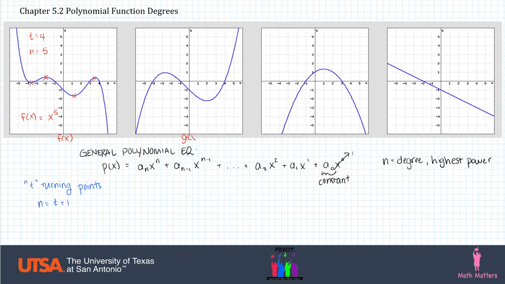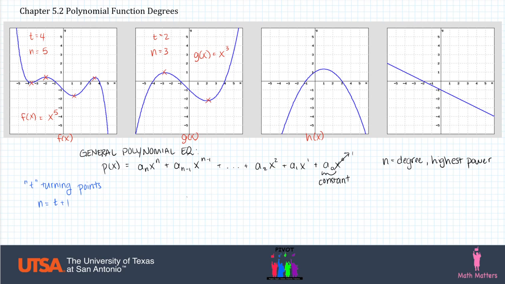Let's call the second one g of x. g of x has 2 turning points, so t equals 2, then n must be 3. g of x is at least a cubic function. That means the power could actually be higher. It could be a 4th or a 5th or a 6th or even a 10th degree. But it has to be at least a cubic function because we have 2 turning points.